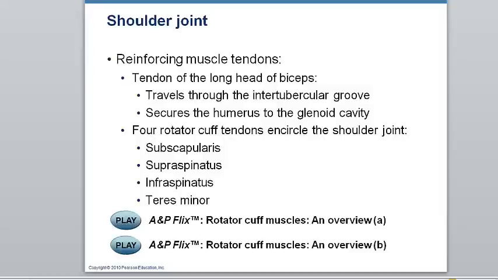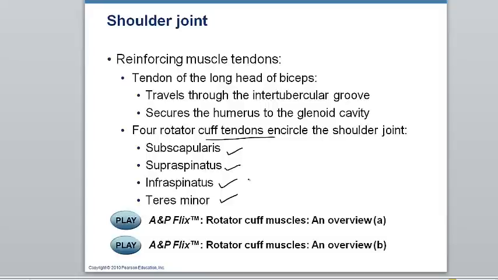You must have heard of rotator cuff injury, right? What is the rotator cuff? Rotator cuff are nothing but tendons that encircle your joint: subscapularis, supraspinatus, infraspinatus, and teres minor. These 4 muscles and their tendons encircle the shoulder joint so that the whole shoulder joint is kind of reinforced.